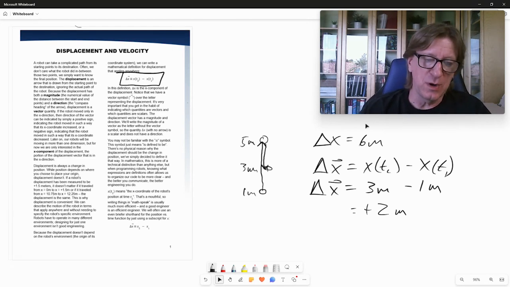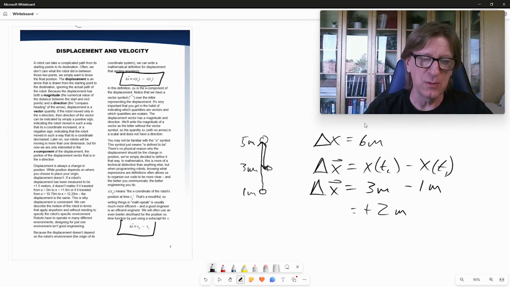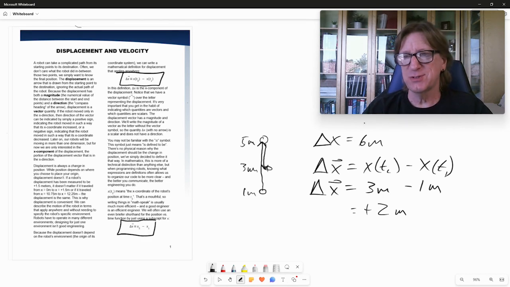Now, before I go on, take a look down at the bottom of the page here. And hopefully you've got your notes out with you. Engineers are lazy. We like to be lazy. That means that we're being efficient. Writing x position at time two minus position at time one, yes, English, that's what that translates as. But that's a lot of characters to write.